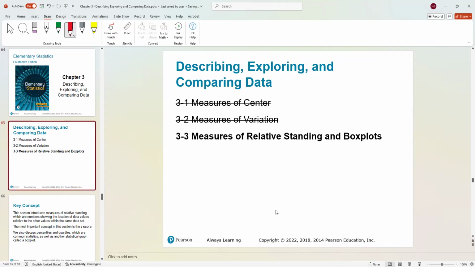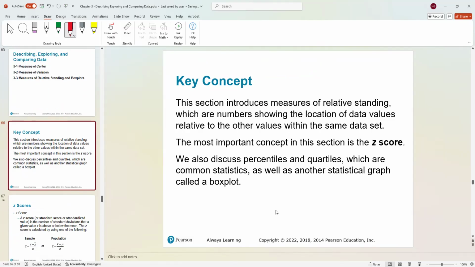So what we're going to learn in these sections, let's go with the key concept first. These sections introduce measures of relative standing, which are numbers showing the location of data values relative to the other values within the same data set. The most important concept in this section is the z-score, which will be used often in the future. We also discuss percentiles and quartiles.